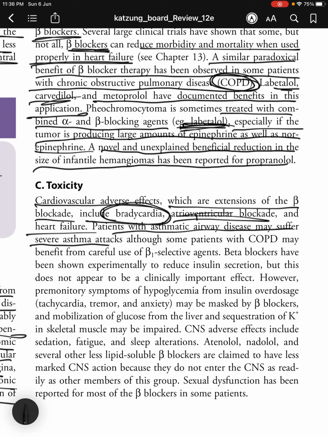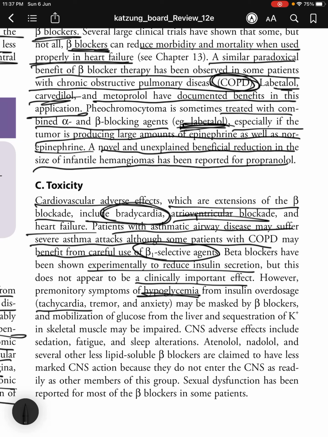Patients with asthmatic airway disease may suffer severe asthma attacks, although some patients with COPD may benefit from careful use of beta 1 selective agents. Beta blockers have been shown experimentally to reduce insulin secretion, but this does not appear to be a clinically important effect.